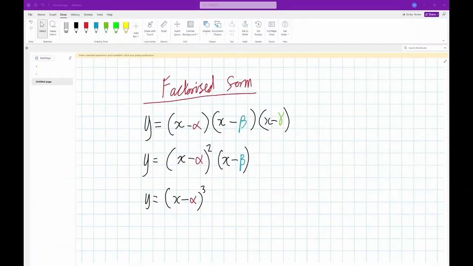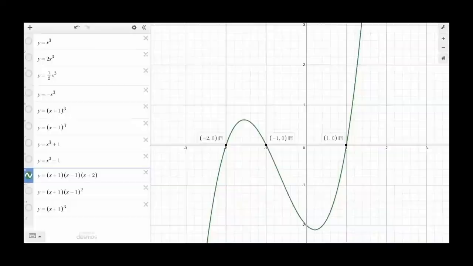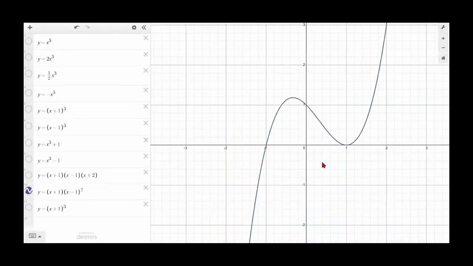The next format we have here, guys, is y equals (x − α)² times (x − β). And this is a situation where essentially we have a squared factor and a non-squared factor giving us our cubic. And in this case, switching over to Desmos, we would have this sort of situation here.